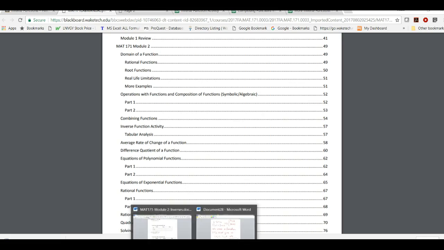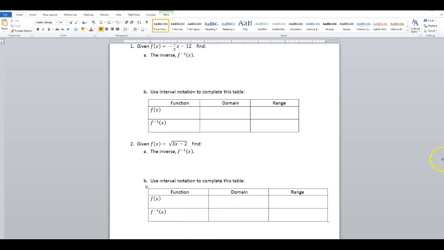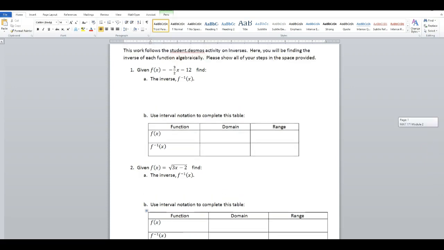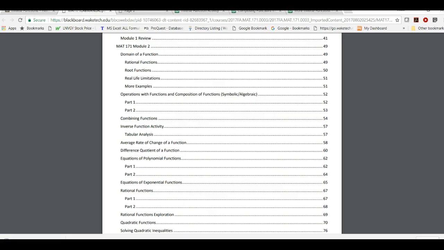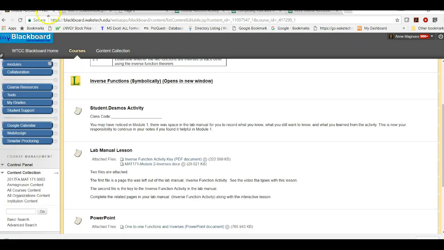What was omitted was this document, which I uploaded to Blackboard, where it's asking you to find the inverse of given functions algebraically. So if we go back to Blackboard, that's what this Word document is.